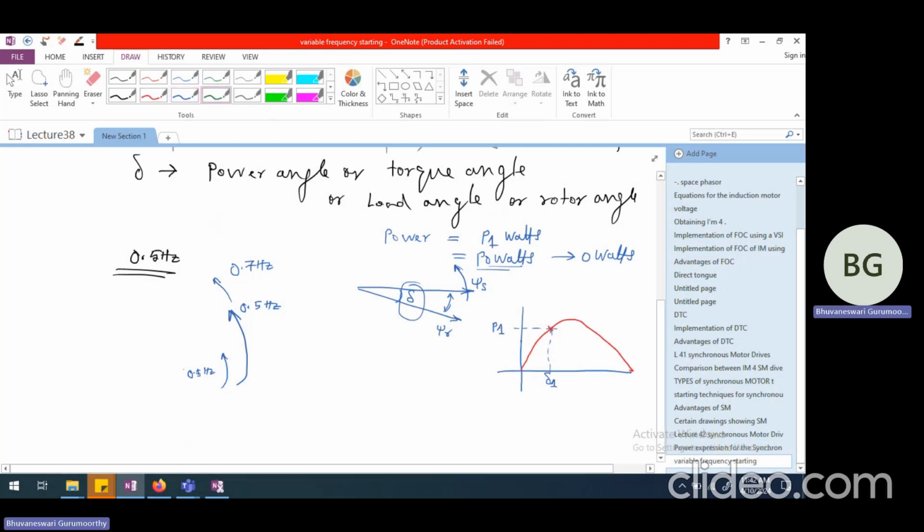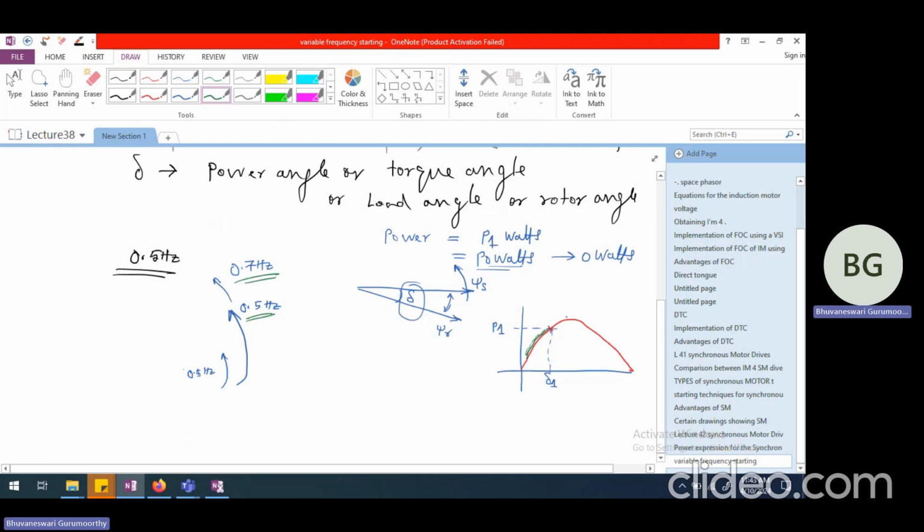Now delta will keep on decreasing, because this particular P1 will try to accelerate the machine, and the rotor is slowly going towards higher and higher speed. It is going to slowly reach what corresponds to 0.5 hertz, and it will bridge the gap between psi s and psi r, because of which we are going to have a reduction in the power. So the power is going to decrease, and as it comes to a very low value, by then I have probably increased the frequency from 0.5 hertz to 0.7 hertz.